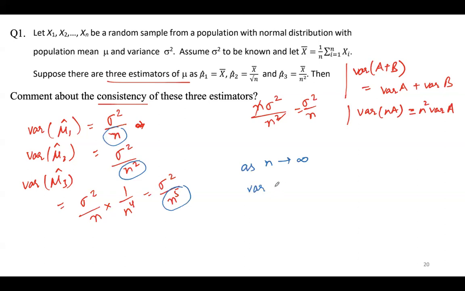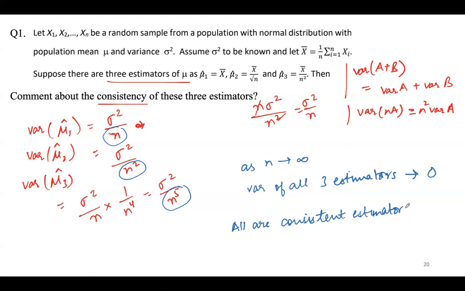The variance of all three estimators tends to 0, right? So all are consistent estimators. All right. Good. Okay, if this is clear, then we'll go to the next question.